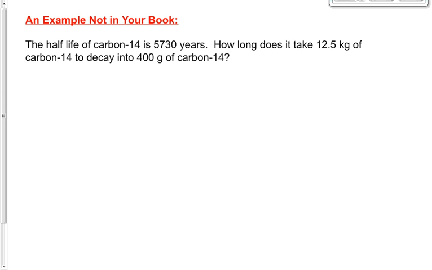How long does it take 12.5 kilograms to decay into 400 grams of carbon-14? What's that number? 5,730 years. That's the half-life. That's going to be T1 half. What's this number, 12.5 kilograms? That's the original amount, yeah. Are we allowed to use kilograms for N0? Sure. Kilograms, grams, percent, becquerel, where Bq means number of decays per second. Anything we want as long as it indicates an amount. This is going to be N. This is going to be what we finish off with. And we're looking for T here.